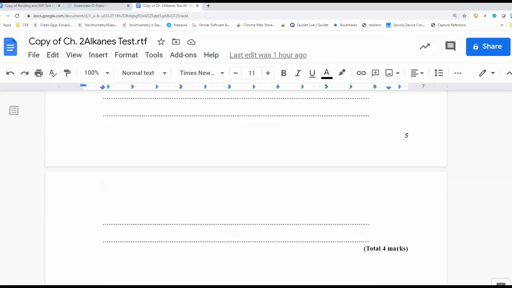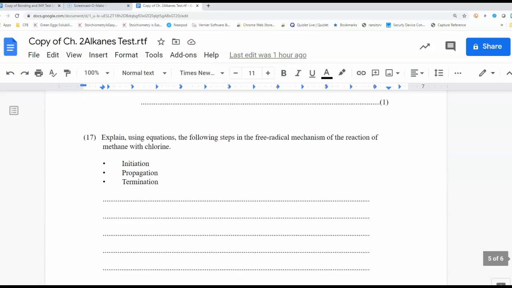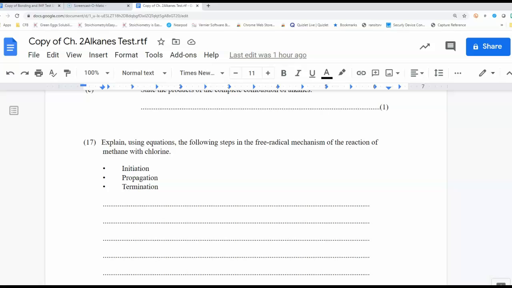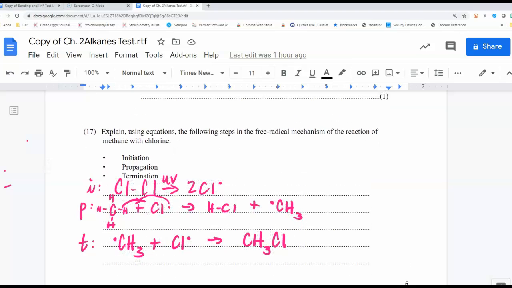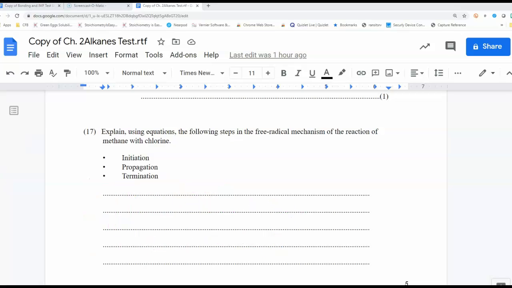Yep, it is. Okay, now since it does have 4 marks, you might wonder where are the 4 marks of that last one. And the 4 marks of that last one ends up being in the initiation. You're going to have the creation of the 2 chlorine radicals, but you have to have the UV in there as well. Okay, I'm going to pause this and we're going to go to the very last example.